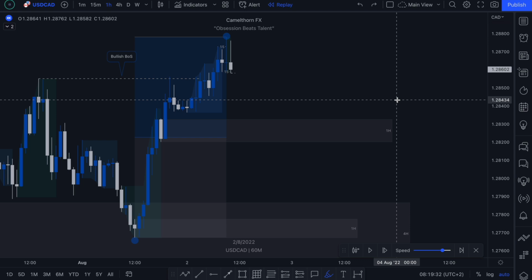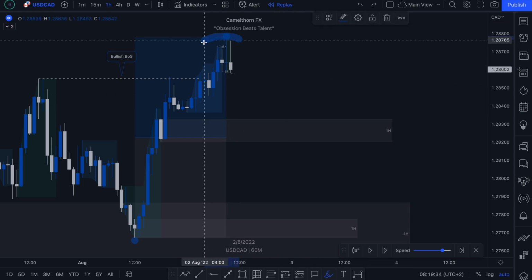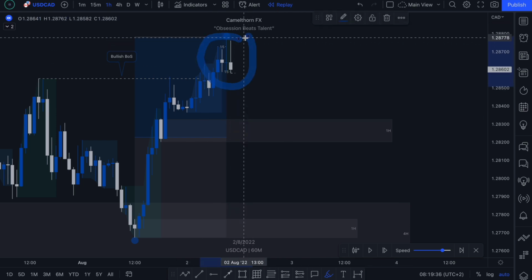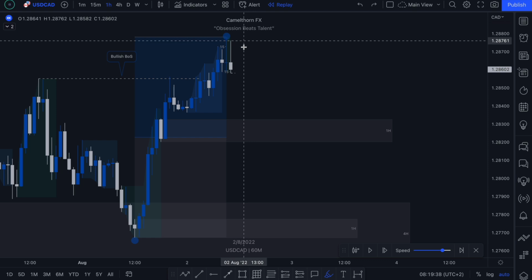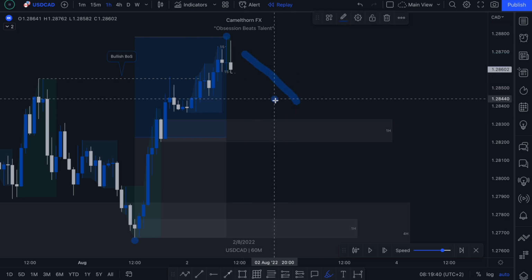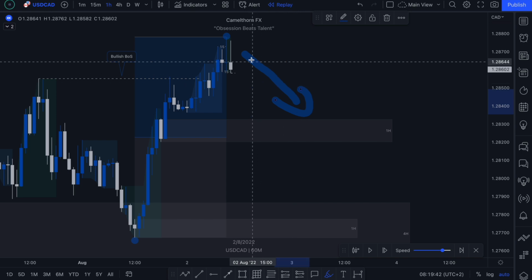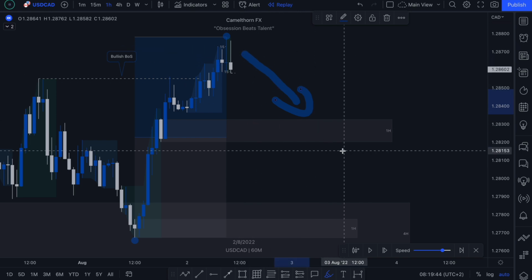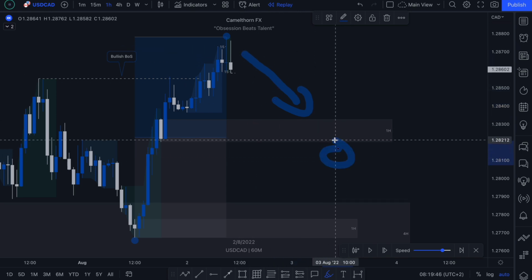However, understand that because we have now identified a 15-minute change of character, we can look for counter trend moves on our lower time frame as price action trades down towards our discounted pricing. All right, I'll say that again.